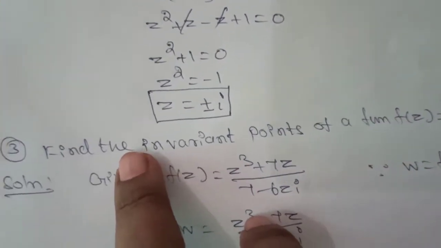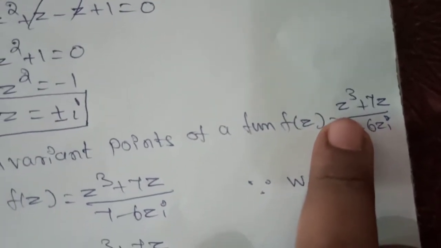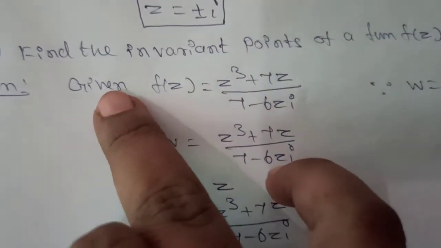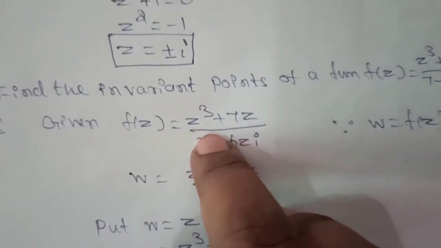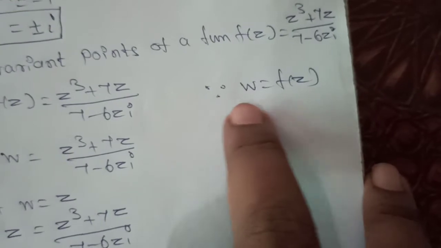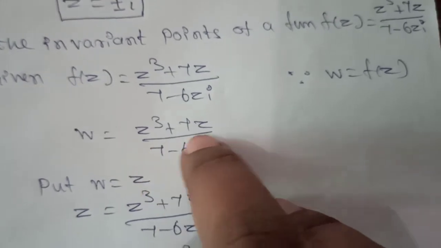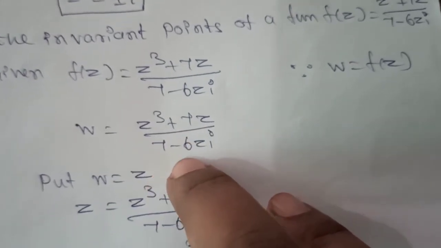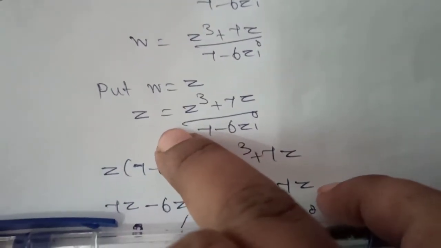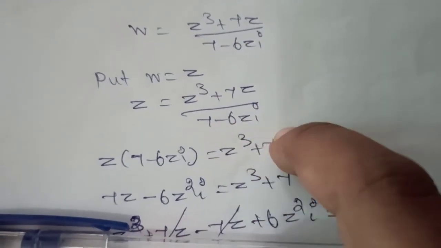Next, see the next problem. Find the invariant point of the function f of z equal to (z cube + 7z) divided by (7 - 6zi). Given f of z equal to (z cube + 7z) divided by (7 - 6zi), f of z is w. So w equal to (z cube + 7z) divided by (7 - 6zi). Here we put w equal to z, that is z equal to (z cube + 7z) divided by (7 - 6zi).